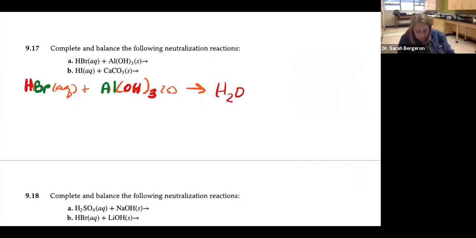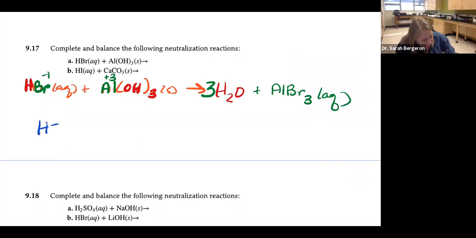What's the charge on aluminum? My aluminum is a +3. Gotta go look on the periodic table. My bromine is a -1. So if I combine aluminum and bromine, that is going to be AlBr3 aqueous. Am I balanced? Careful here. I am not. I am not balanced. How could I balance this equation? I'm going to need to put a 3 in front of my water. Kind of looks Christmassy.